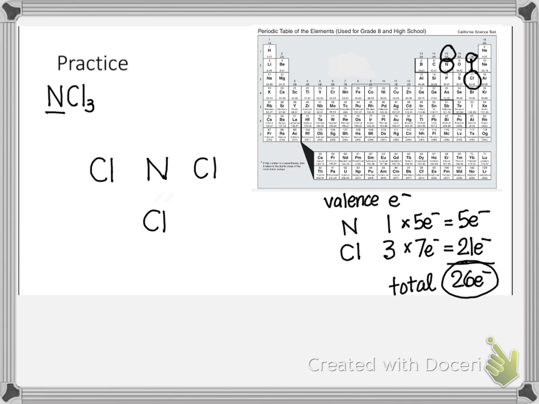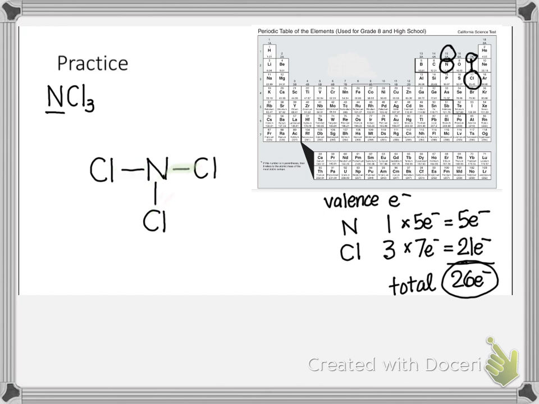All right, so the next step is take the 26. We're going to place single bonds from the periphery to the inside. So now I need to see, that's all the bonds I have. So to do that I use 2, 4, 6. So I use 6 electrons to do that.